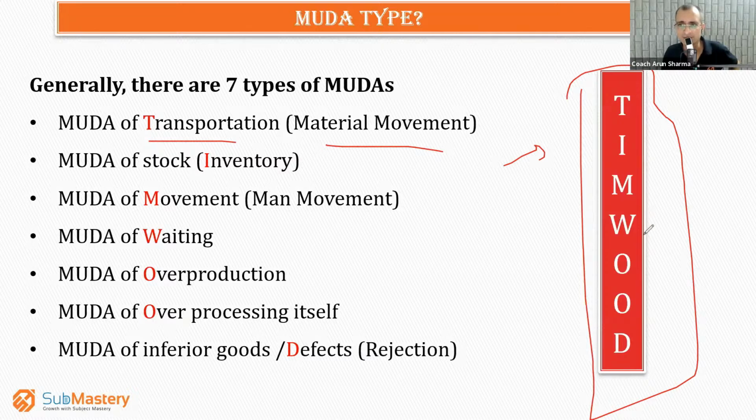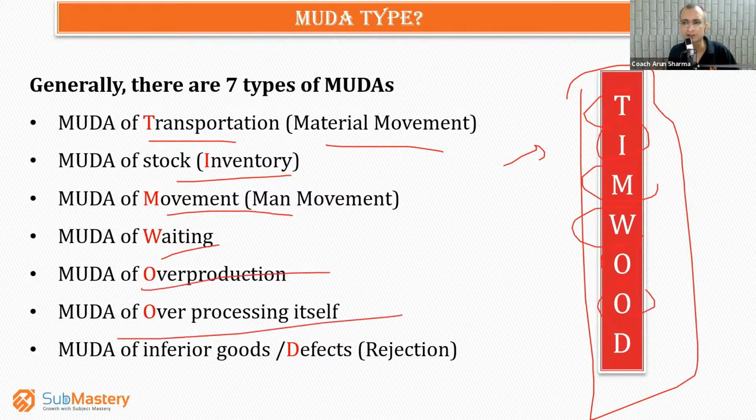Waiting is happening. You are in line, right? In Hindi we say आप कतार में हैं. You are in line. Then O, overproduction. Next O, overprocessing, for the process which you are doing for which the customer is not ready to pay. I'll show you an example of this. And then D, defect. So how to remember? Just remember this one word, TIMWOOD. T, transportation. I, inventory. M, movement or motion. W, waiting. O, overproduction. O, overprocessing. D, defect.